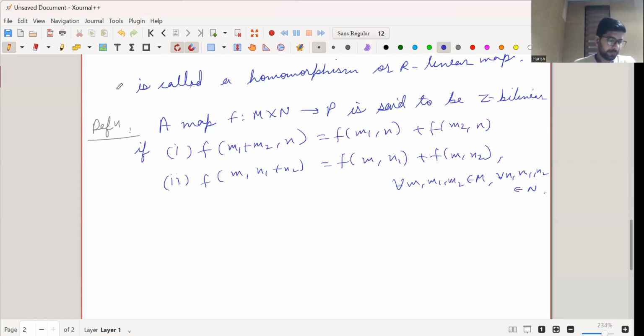So now one can define what is a tensor product of modules. This is the definition of Z bilinear.